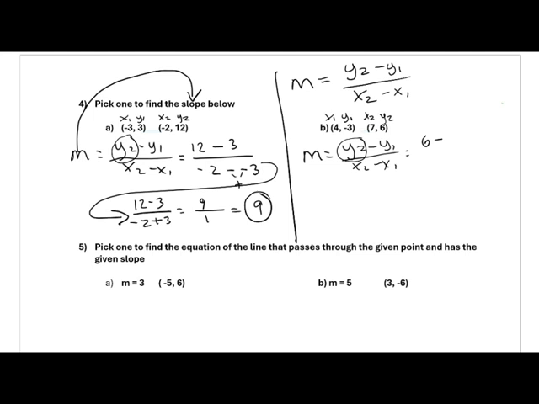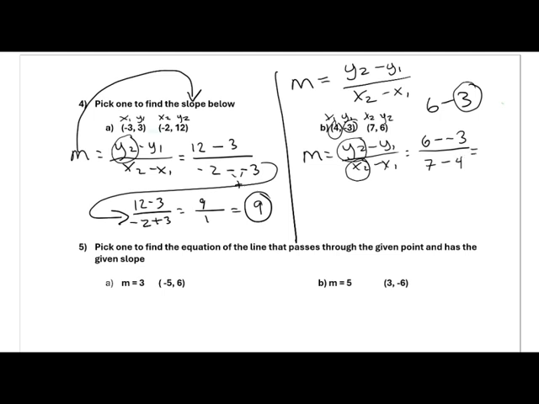Okay, so then we do y2, 6 minus y1, which is negative 3. Do not just write like this. That means 6 minus 3, as if y1 was a positive 3. It's not, it's a negative 3. Okay, so be careful with that. Now x2 is 7 minus x1, which is 4.